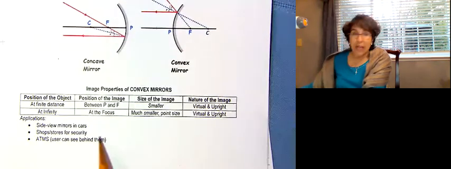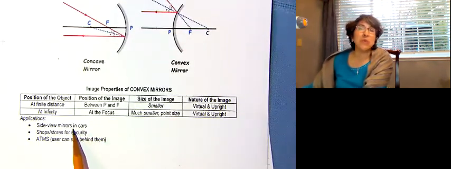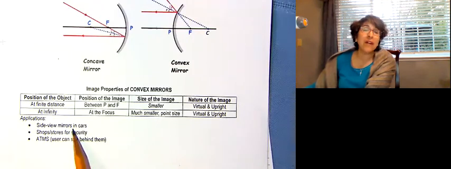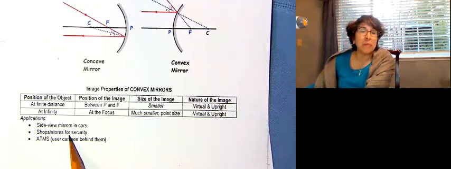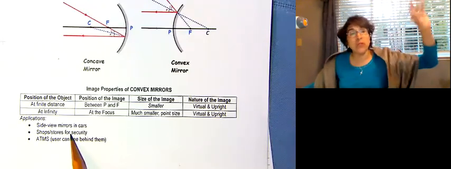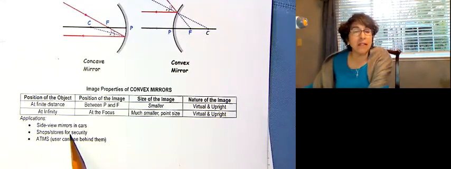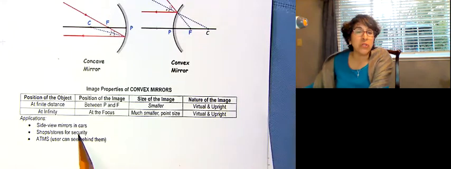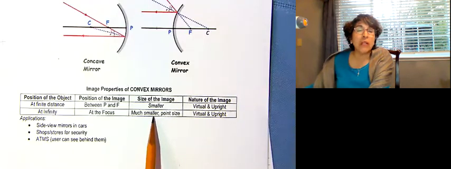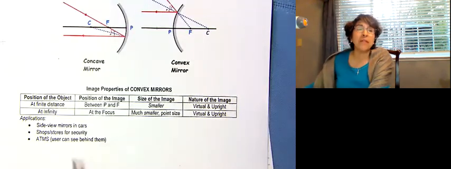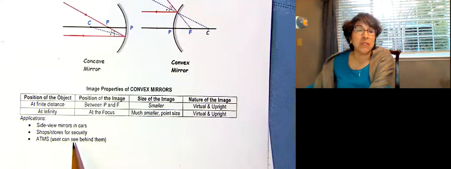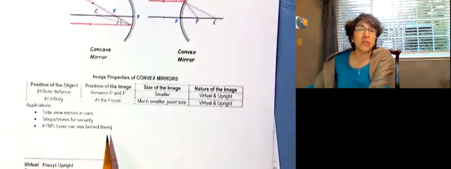All right, examples, side view mirrors of your cars. These are convex mirrors. And then maybe you've seen in the stores, those big, huge round mirrors on the corner at the inside of the store for security purposes. Okay, those are also going to be convex mirrors. So the image will be smaller, but they'll be able to see you still. And then, of course, ATMs, so that you can see who's behind you. If you haven't noticed, they're there.